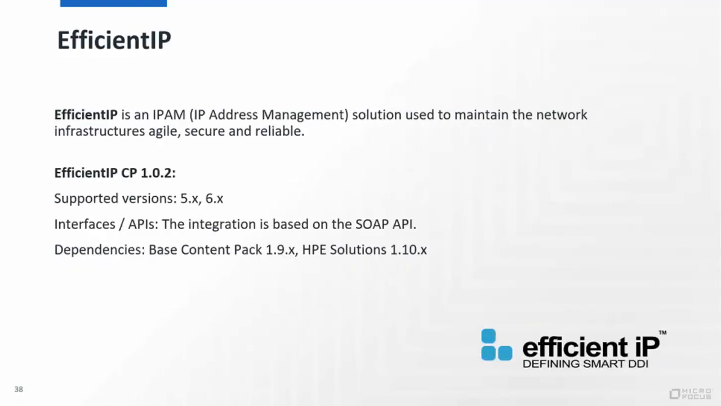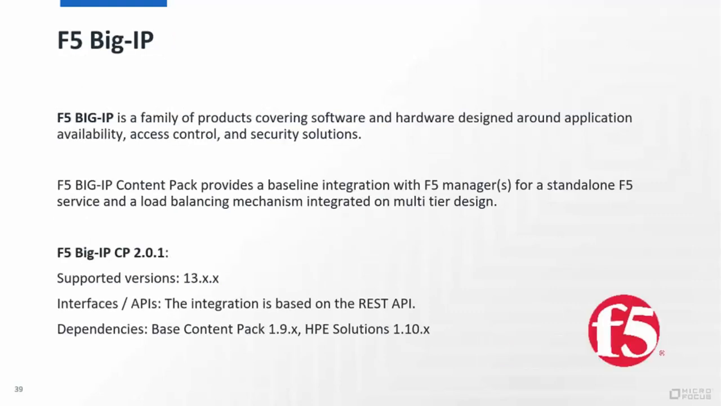EfficientIP was released for the supported versions of EfficientIP 5.6 or 6.5. It is a SOAP API-based integration with the dependencies that are mentioned here. The F5 BIG-IP, again, for the supported version of F5, allows you to control a few things in regard to the BIG-IP through the REST API operations that were designed.